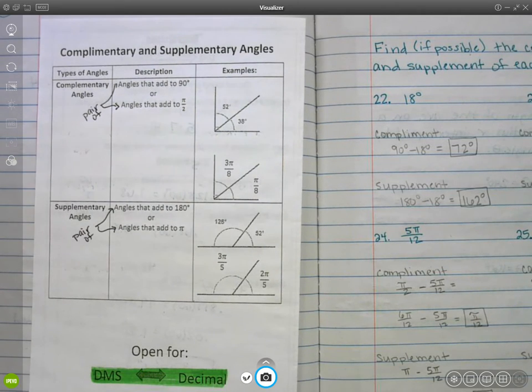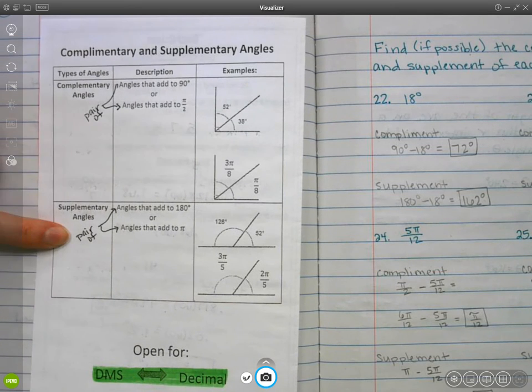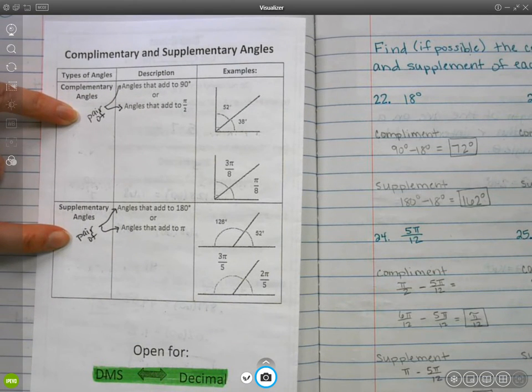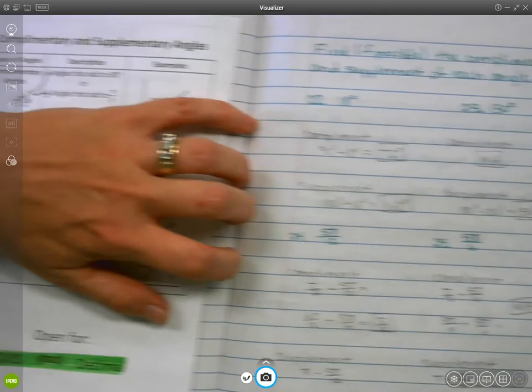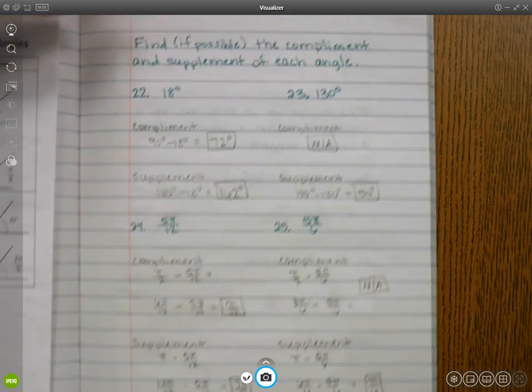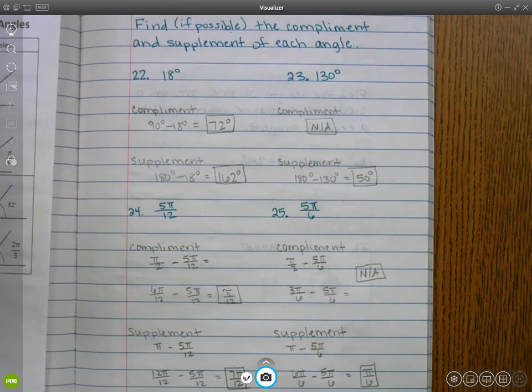Anyway, so complementary and supplementary angles, not new information. Complementary angles are going to add up to 90 degrees or to pi over 2. Supplementary angles are angles that add to 180 or add to pi. And I left off the word pair of because it has to be 2 angles. 3 angles can't be complementary. All right, so examples. I'm just going to let you look at all of it, take it all in.